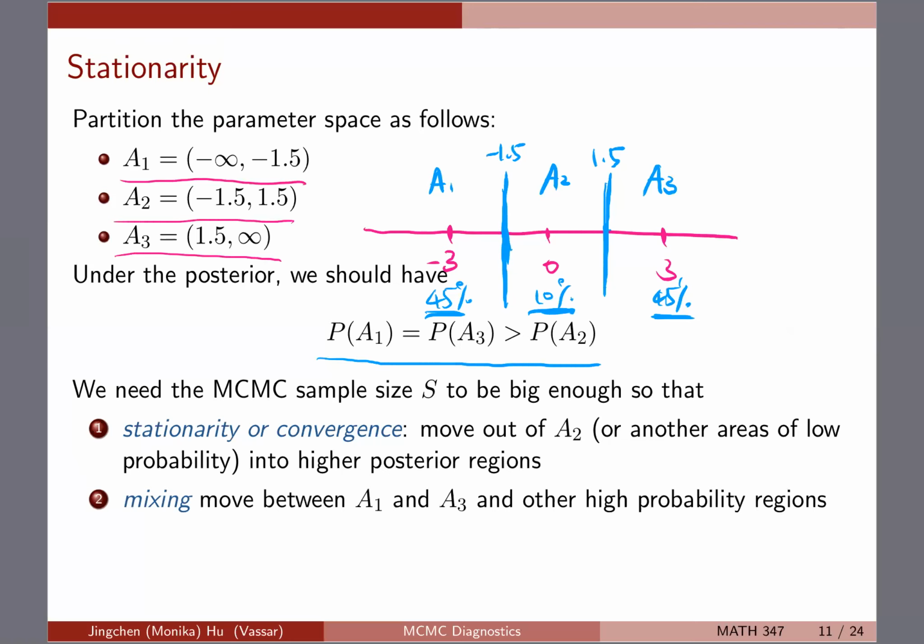It does move out. Yeah, it does move out. So actually, because you have 3 different regions, you should move out and move in easily, right? But in this particular example, A2 is less likely than A1 and A3. So you can think of it as less likely to go in and more likely to come out, compared to A1 and A3.